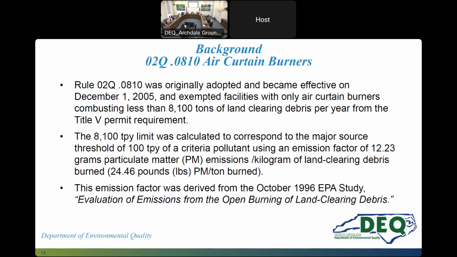Rule 02Q .0810 was originally adopted and became effective on December 1st, 2005, and exempted facilities with only air curtain burners combusting less than 8,100 tons of land clearing debris per year from the Title V permit requirement. The 8,100 tons per year limit was calculated to correspond to the major source threshold of 100 tons per year of criteria pollutant using an emission factor of 12.23 grams particulate matter emissions per kilogram of land clearing debris burned, which is equivalent to 24.46 pounds of particulate matter per ton burnt. This emission factor comes from an October 1996 EPA study.